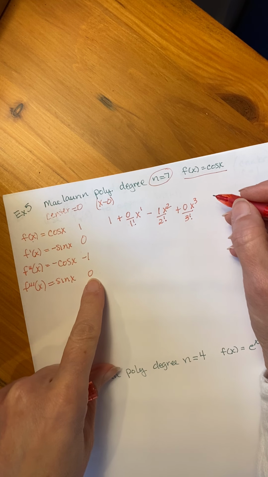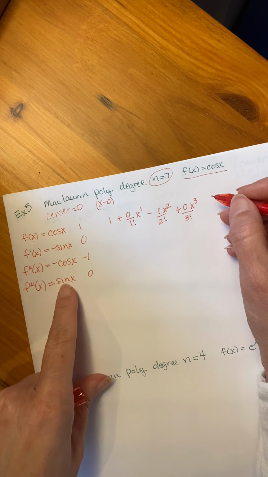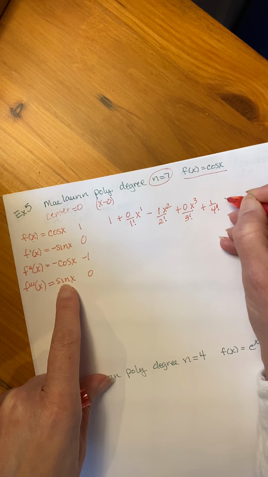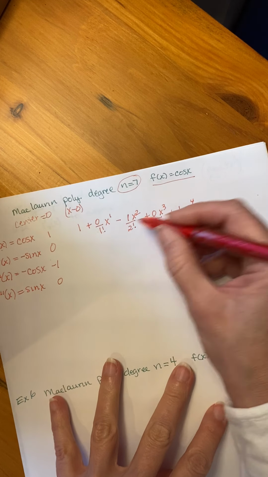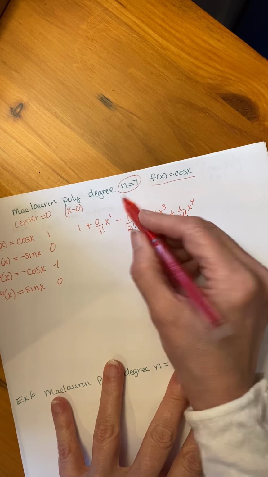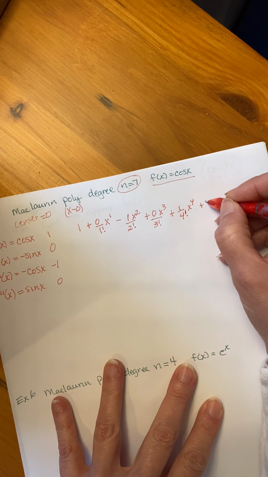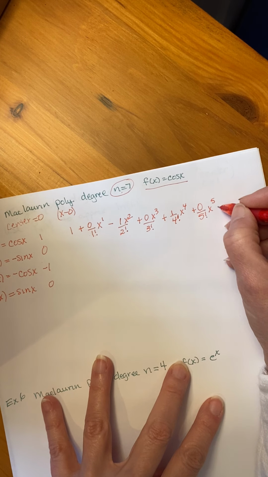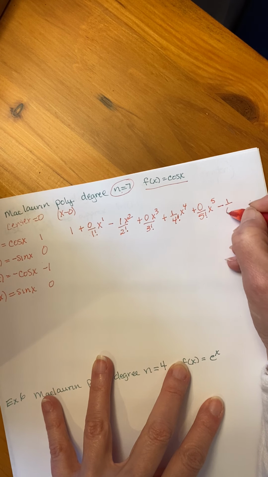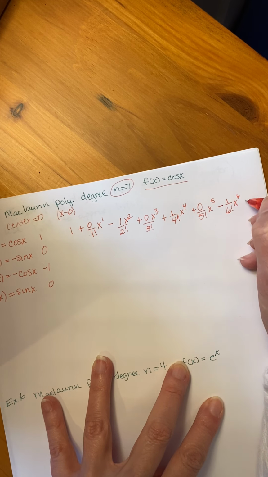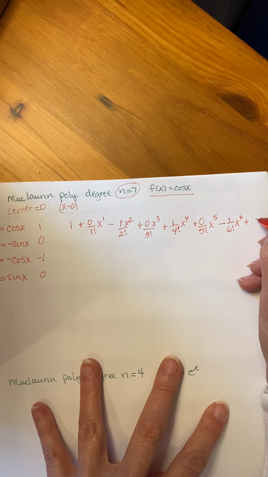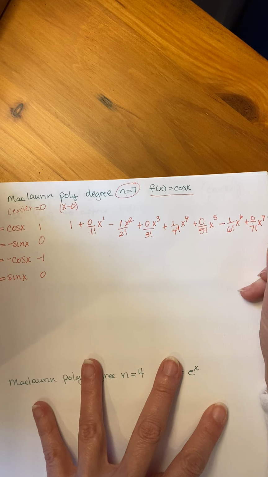Now, can we predict the next one? If we took the derivative of sine again, wouldn't that be plus a 1 over 4 factorial x to the 4th? How far do we have to go? Well, we have to go till we have degree 7. So what's next? Aren't we going to have plus 0 over 5 factorial x to the 5th? I believe this one will be minus, and we will have 1 over 6 factorial x to the 6th. And what's our last one? Plus 0 over 7 factorial x to the 7th.